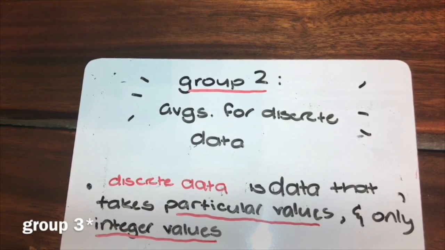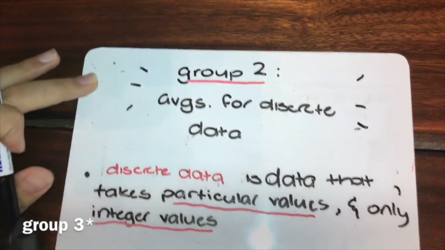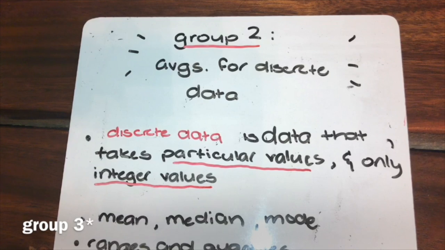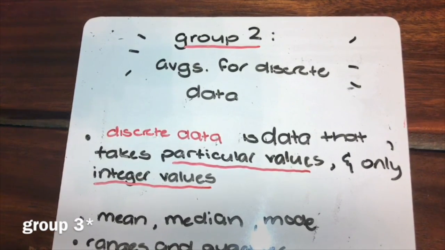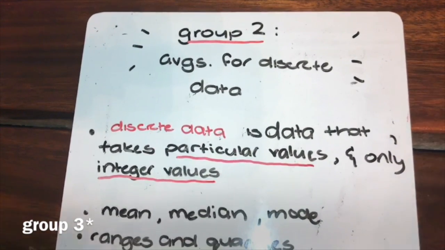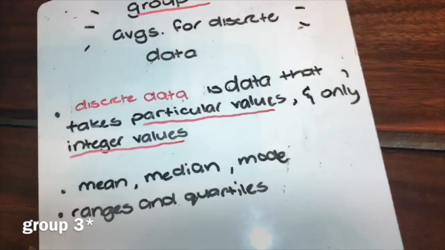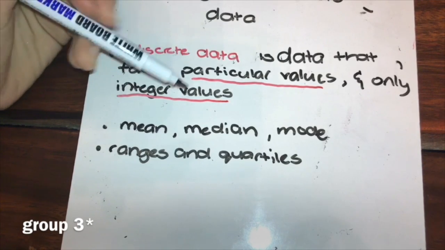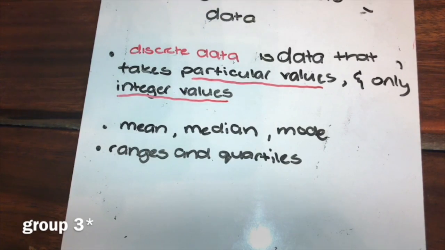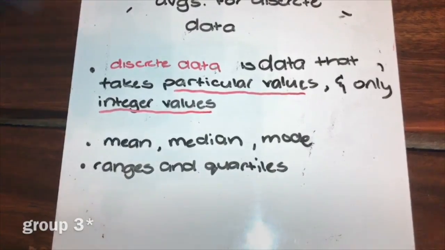So for group 2, we're doing averages for discrete data. Discrete data is data that takes particular values, only integer values, whereas continuous data isn't restricted to separate values and can take on any value. For example, time. Anyways, we're not doing continuous data. So we're doing averages for discrete data. What we'll be looking at is mean, median, and mode, along with ranges and quartiles.